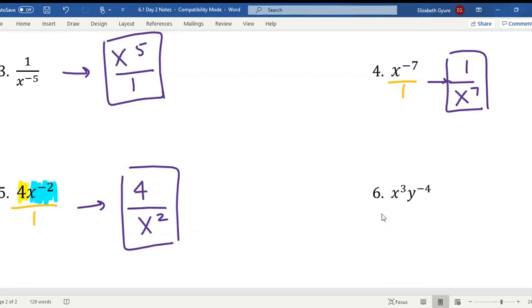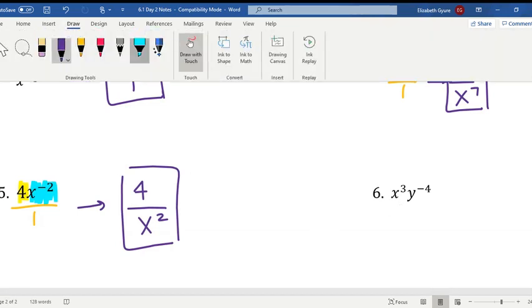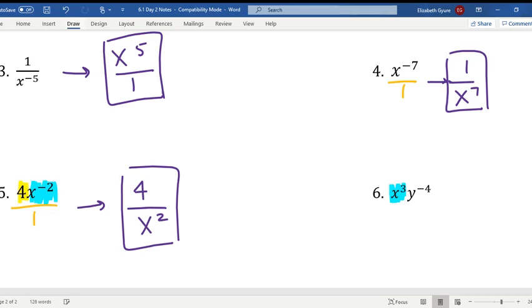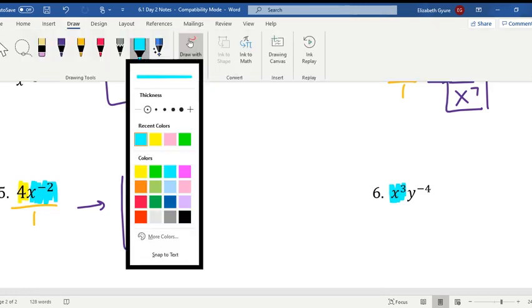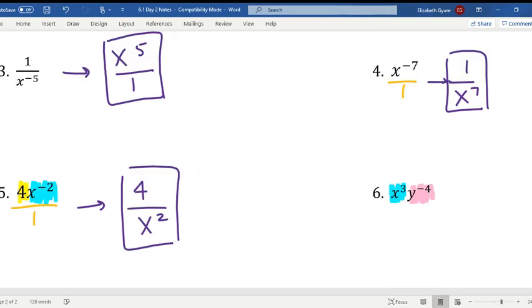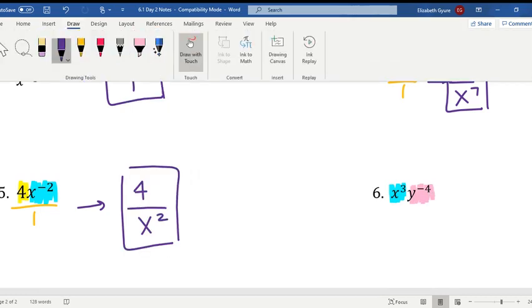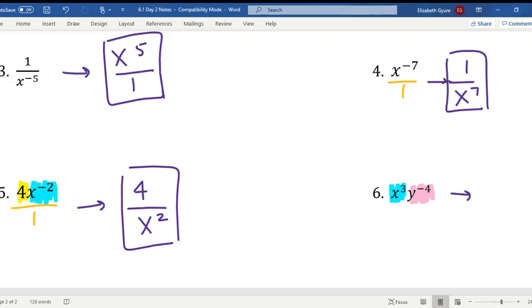So now if you take a look at 6, we have an x to the third and a y to the negative fourth. X's stay with x's, y's stay with y's, right? Well, does this x have a negative exponent? What do we think? No. The x has a positive exponent. So does it need to move? No, it's cool where it is. It doesn't have a negative exponent. We can just leave it where it is.